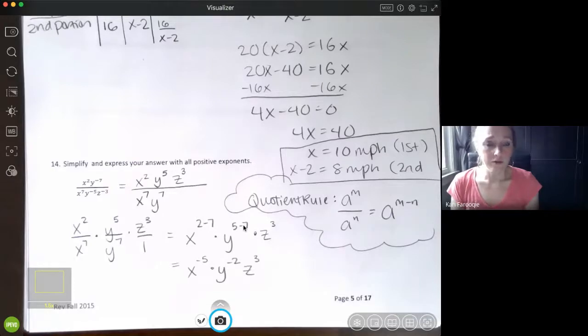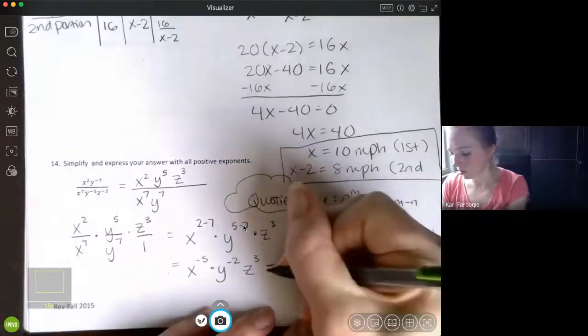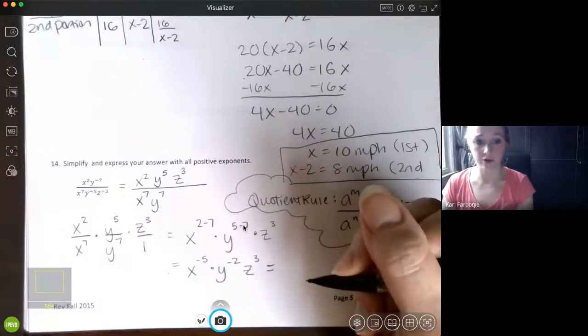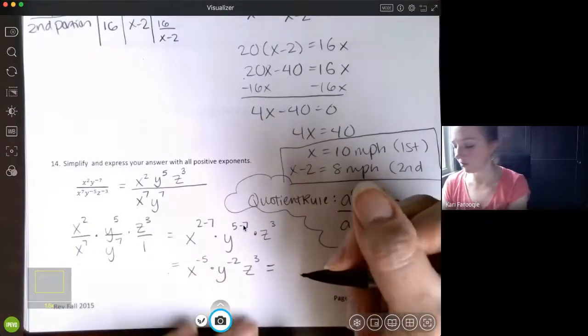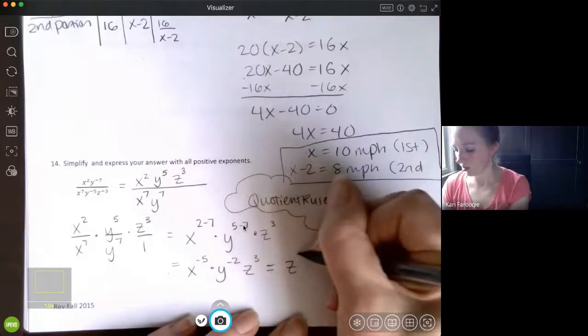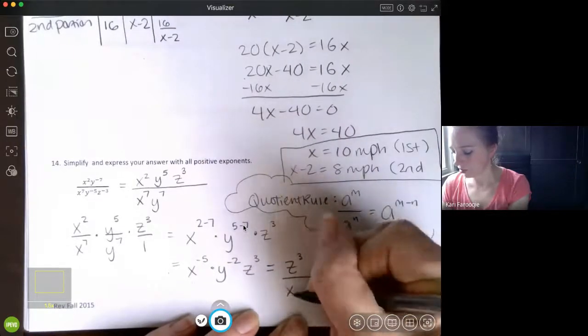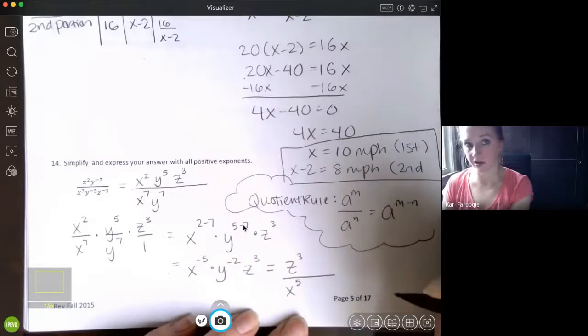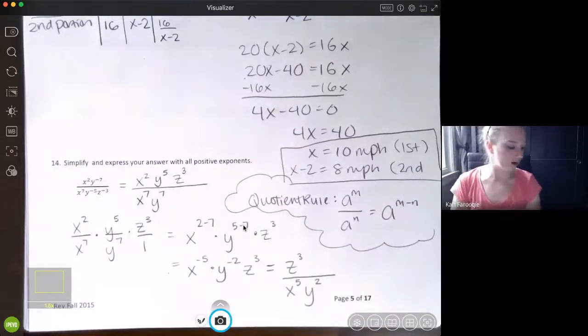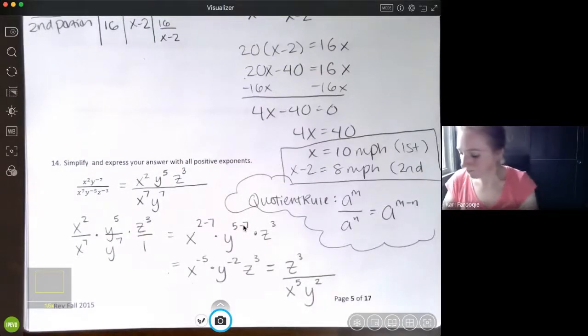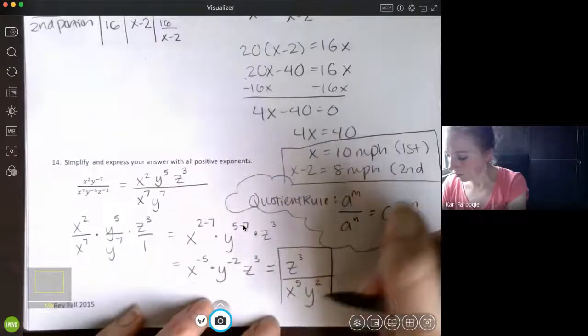And then once you have this simplified so that you just have one of each base to a power, now you can write your answer so that it has only positive exponents. Normally an answer is not considered simplified until all the exponents are positive. So z cubed can stay in the numerator, but x to the negative fifth will move to the denominator as x to the fifth. And y to the negative second moves to the denominator as y to the positive second. And that is number 14.